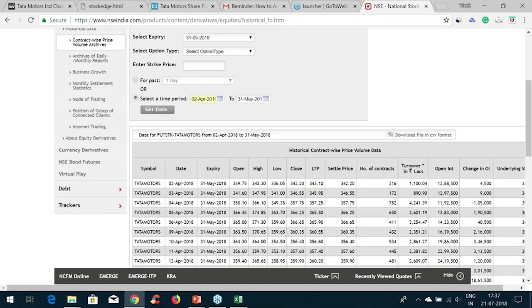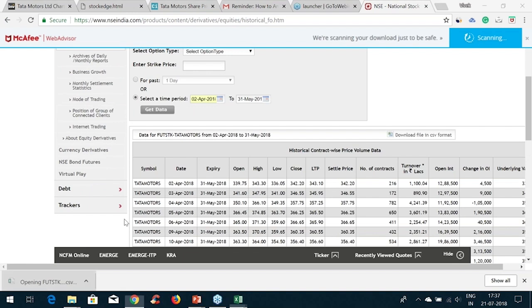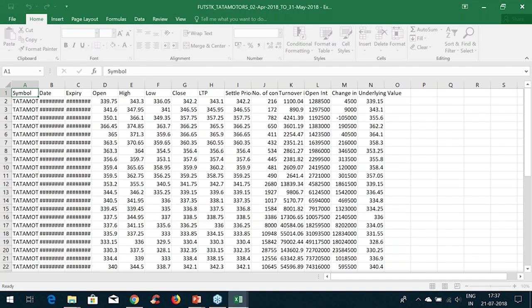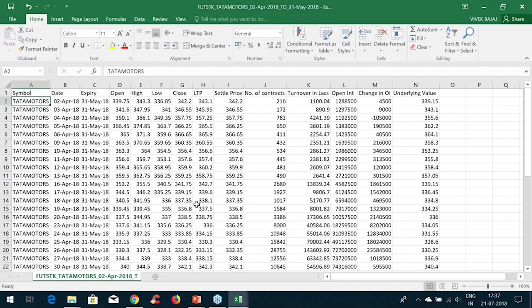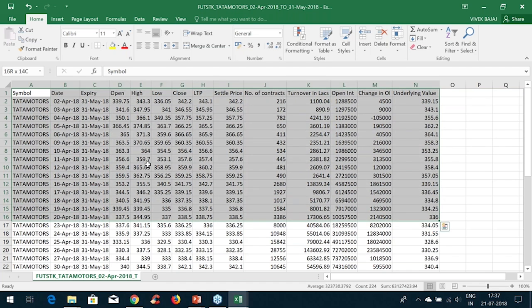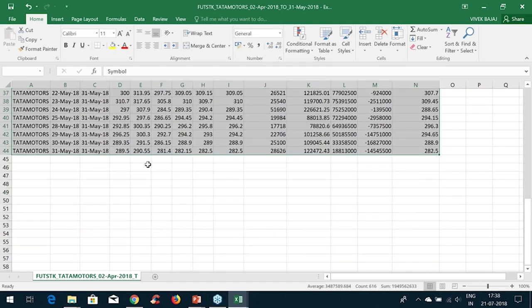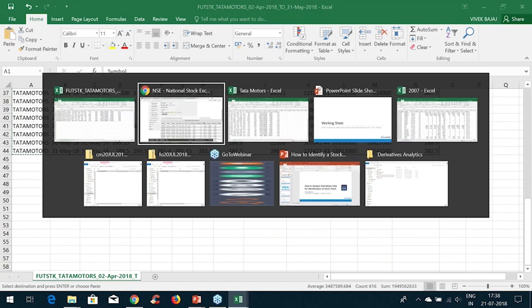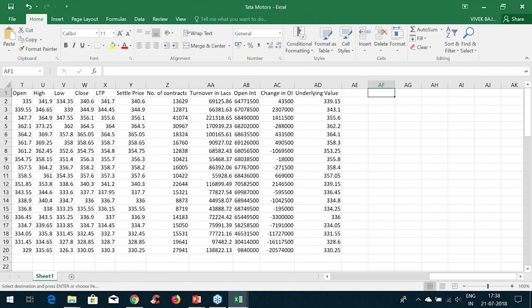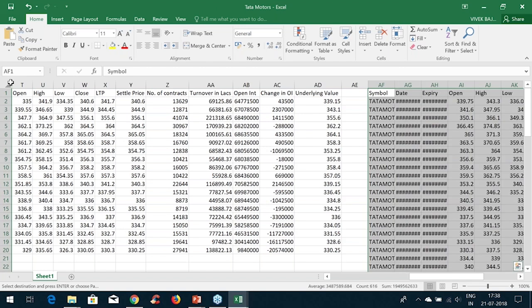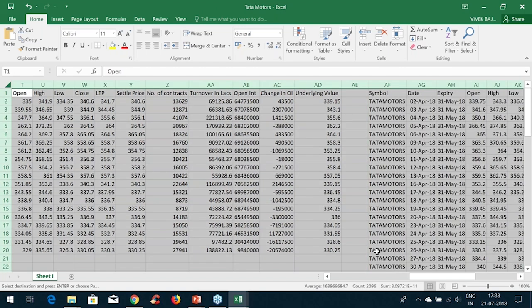So we get the data, we download the data, let me save it, let me click the Excel, open. Now I have the data of Tata Motors May expiry contract from 2nd of April. Let me copy this data. So I'm selecting all the data. Okay, Control C, and I'm going to my main master sheet and doing Control V. That means I've pasted my data in the third section of this Excel.